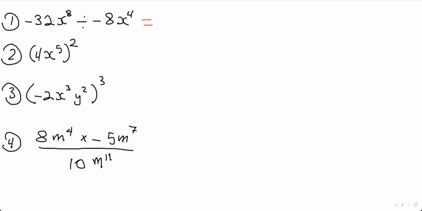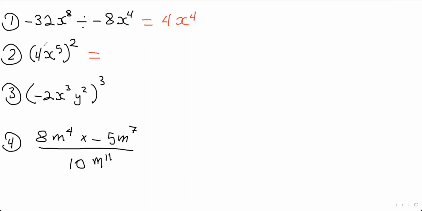So here, negative 32 divided by negative 8 first. That gives me 4. And then x to the 8 divided by x to the 4 gives me x to the 4. All right, so this next one I thought might catch people.